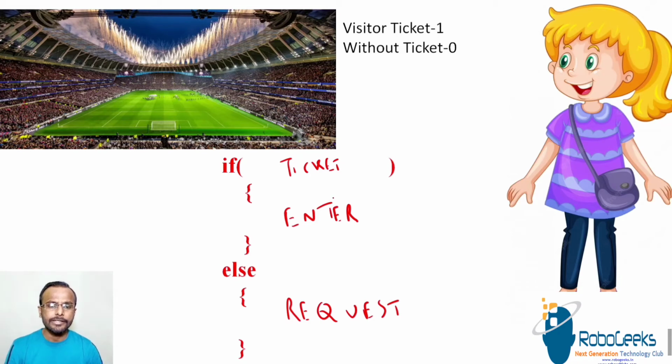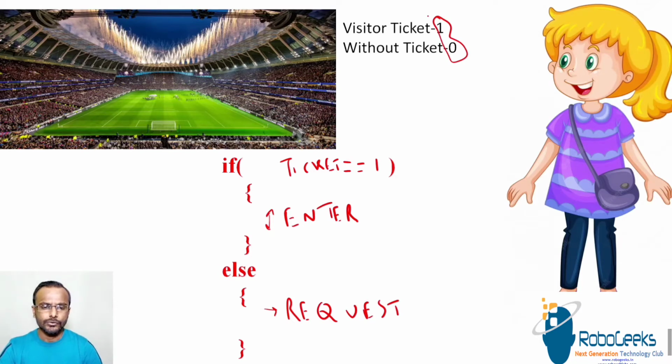Let us assume that ticket means 1. If the visitor has a ticket, it will give us value 1, so you will let them enter the stadium, and if it's not 1, that is 0, you request them to buy a ticket. So this is the value we are assuming.